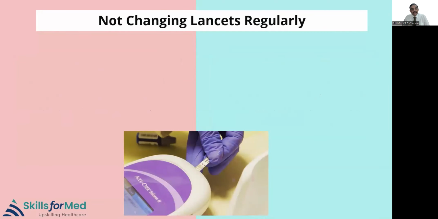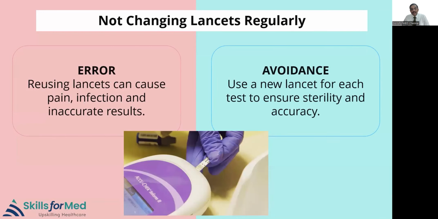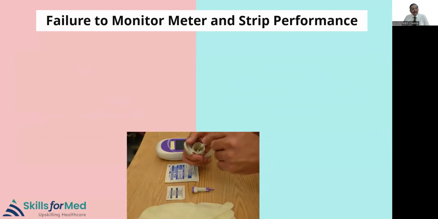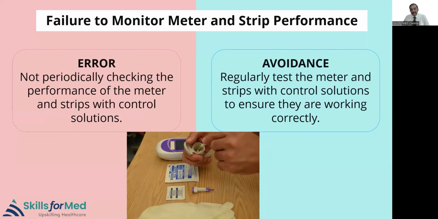Not changing the lancets regularly can cause pain, infection, inaccurate results. So make sure a new lancet is used, to ensure sterility and accuracy. And just like the pulse oximeter, any equipment, you need to make sure that it is working properly, it is fully calibrated. So that's important to monitor both the meter and the strip performance. Audits have to be done for both.